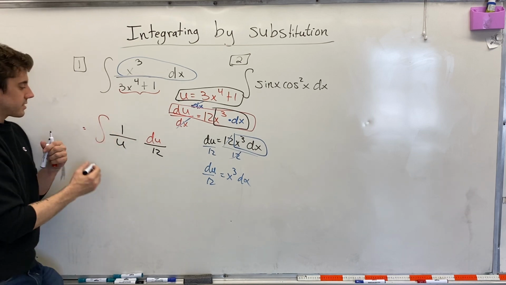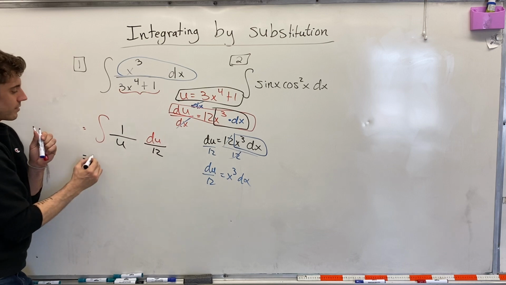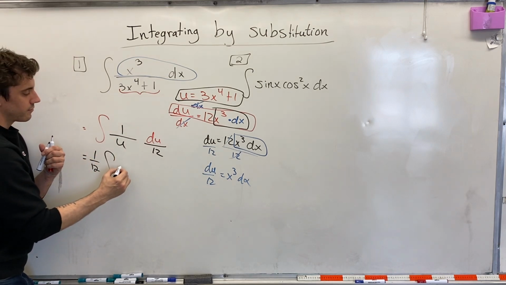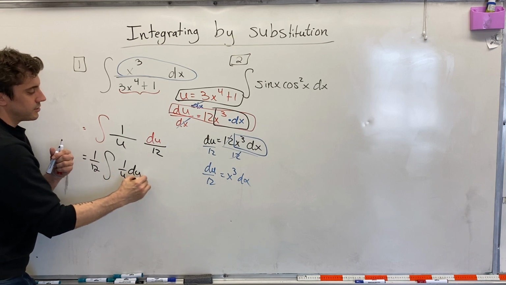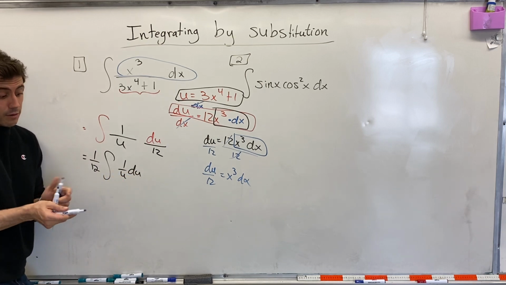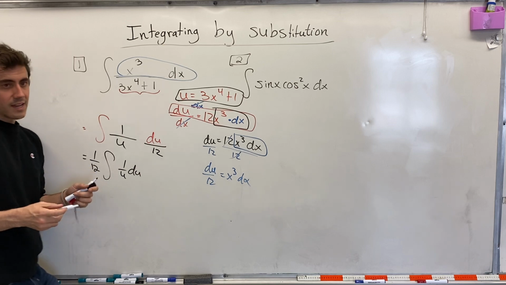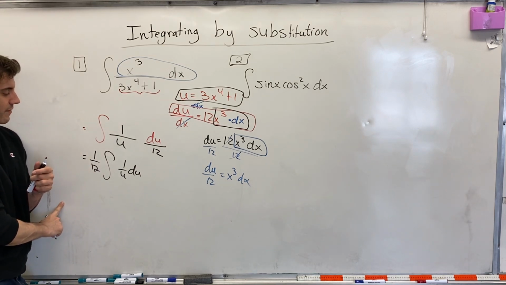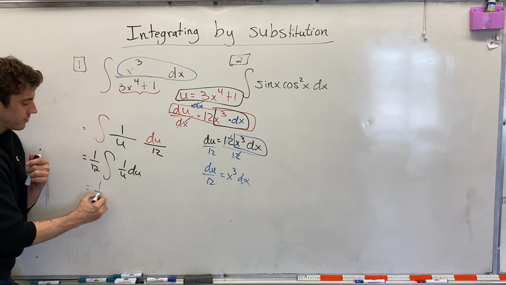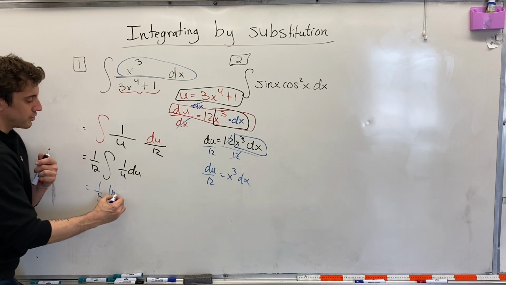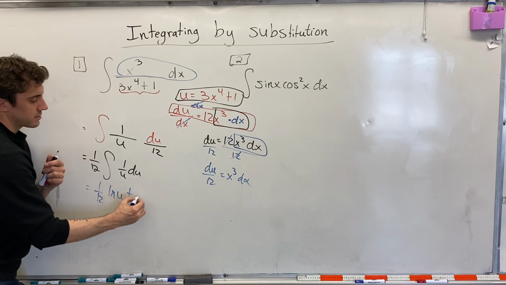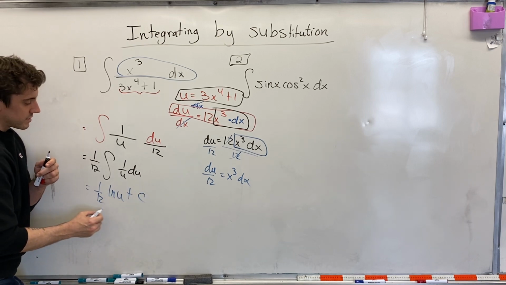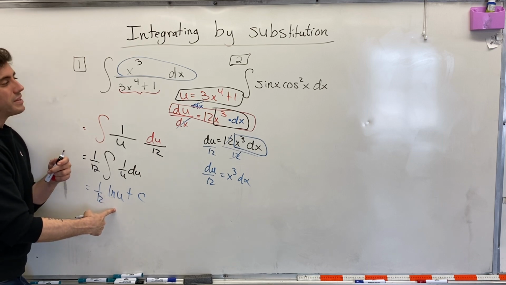Now, with one of our basic integral rules, we can pull the 1 over 12 outside, because that's a constant. So we have 1/12 of the integral of 1 over u du. And we know how to integrate this. This is a fairly simple integral to evaluate. We'll have 1 over 12 times the ln of u plus c, okay?